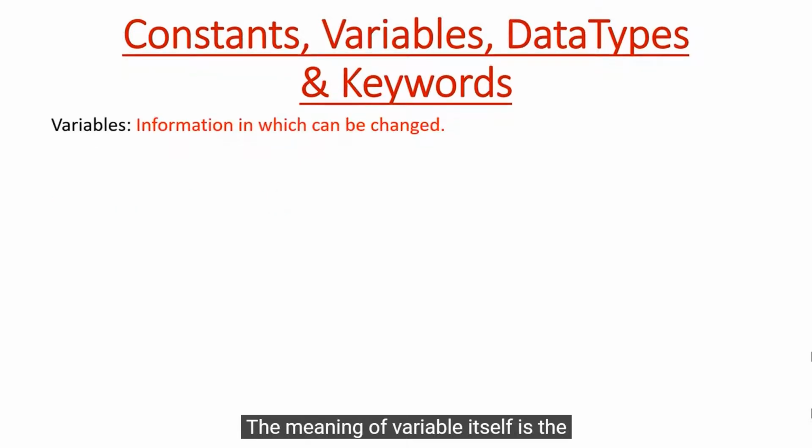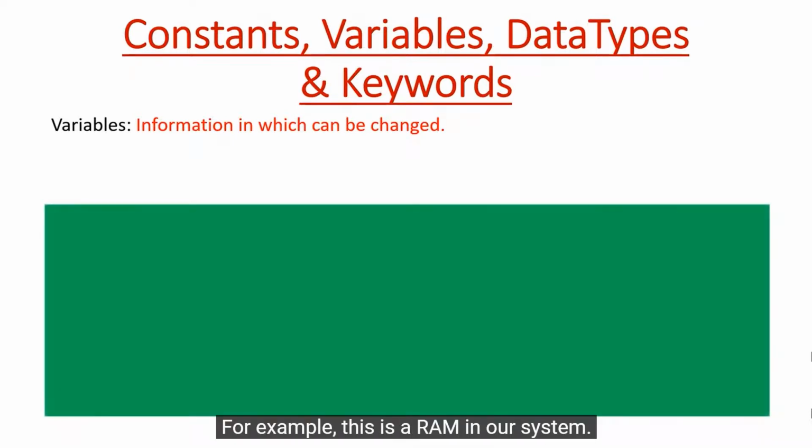Now let's talk about variable. The meaning of variable itself is the definition. Variable means which is not fixed, which could be anything. So let's understand in detail. For example, this is a RAM in our system.